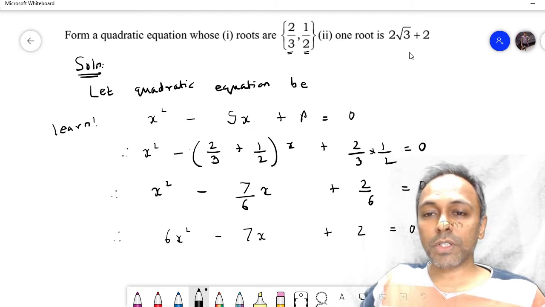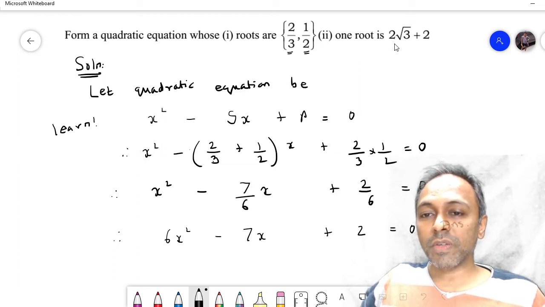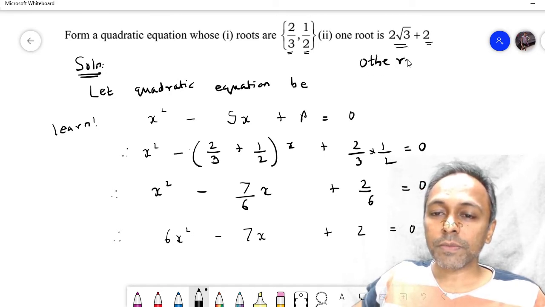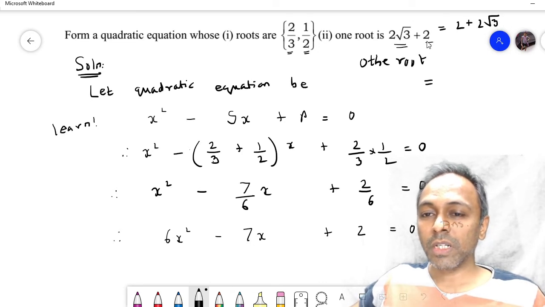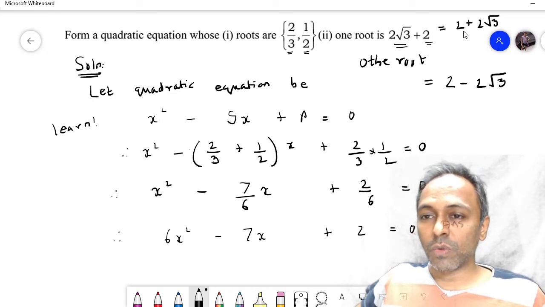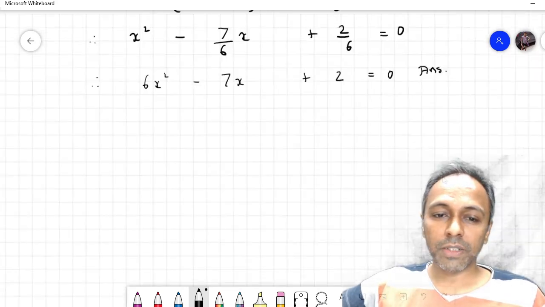One of the roots is 2 root 3 plus 2. Now we are not provided with another root. Whenever the root is given in the form of a rational and an irrational number, your other root will always be the conjugate of this root. When we say conjugate, it is our duty to first write it in the form of a rational and then an irrational number. So 2 plus 2 root 3, the order is interchanged, written the opposite way, and now the other root will be 2 minus 2 root 3. So one root is 2 plus 2 root 3, the other root is 2 minus 2 root 3. This is how you will take the conjugate. Let us begin with the second part.